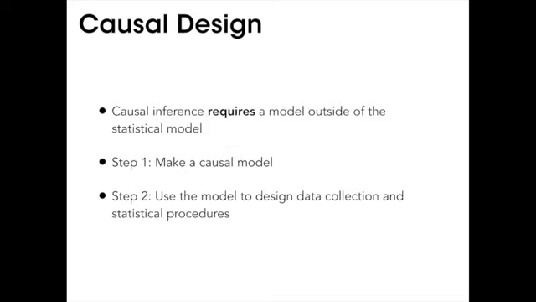So step one here in my two-step guide to doing causal inference, you make a causal model. And in step two, you analyze the model to design both data collection and statistical procedures. You can also test the model with implications of the model as well.